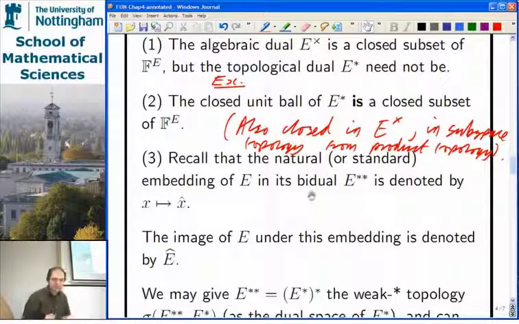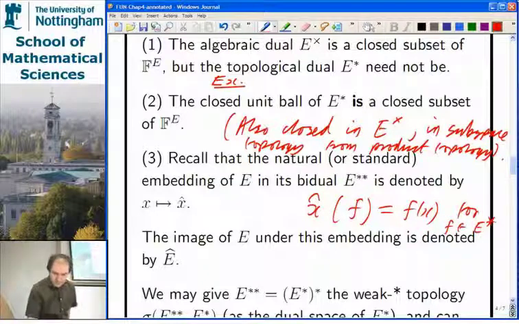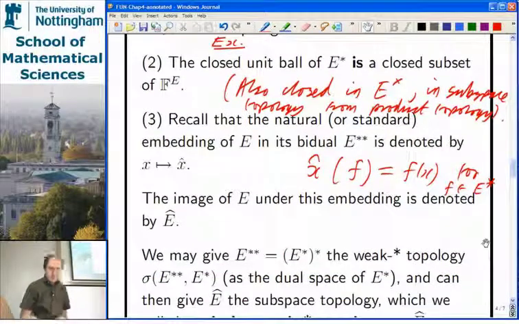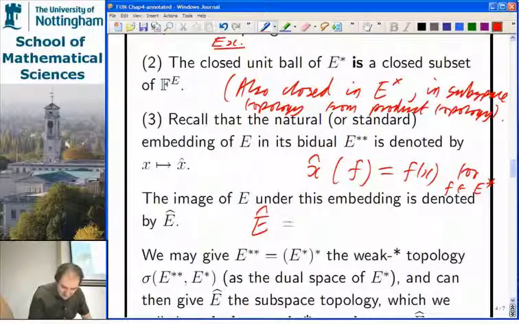Now here are my comments on the bidual and the natural embedding. So again, I'll remind you that x hat of f is equal to f of x for f in E star. Then you can look at what you get. E hat, the image of E itself under this embedding, which we now know to be an isometric linear embedding. So E hat is the set of all x hats you get.